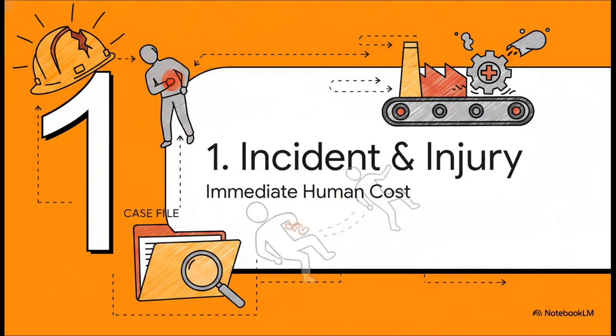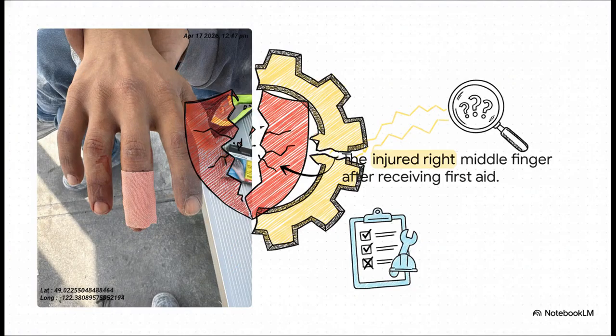Step 1. The incident and injury. All right, our investigation starts right here with the immediate human cost. This is Ashish Mehta, a laborer who goes by Ash. What you're looking at is the aftermath of a nasty pinch and cut injury to his right middle finger. It resulted in a pretty bad laceration and a broken fingernail.